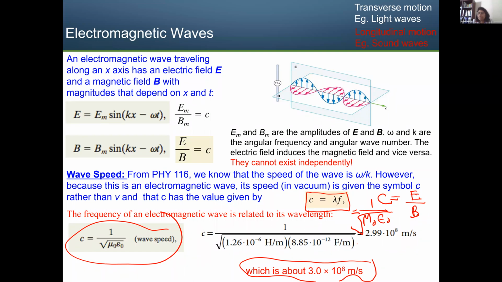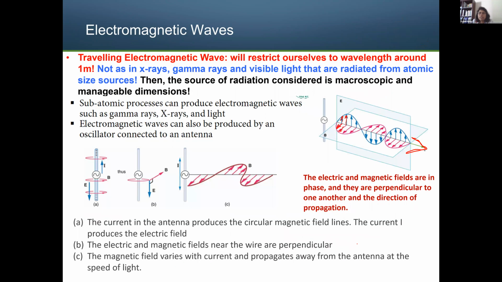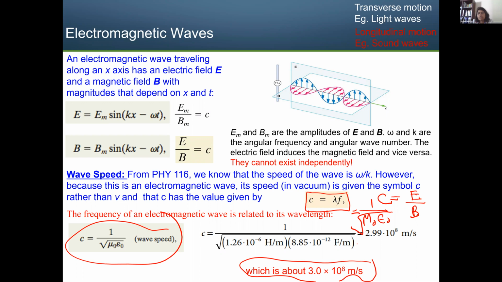So electromagnetic waves belong to transverse waves. In your 116 class, we discussed two kinds of waves. One is the transverse wave and the other is the longitudinal wave. The transverse wave example is the light wave, as we discussed, and the longitudinal wave is the sound wave. A longitudinal wave travels by vibrating air particles back and forth, and a transverse wave travels with an up and down motion perpendicular to the direction of the wave. So an electromagnetic wave is a transverse wave.